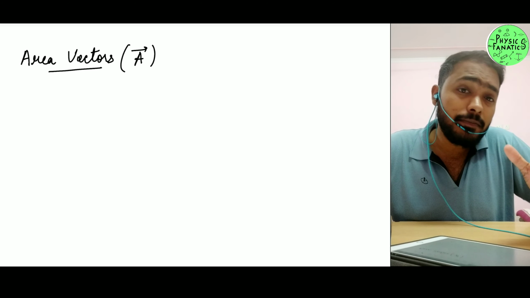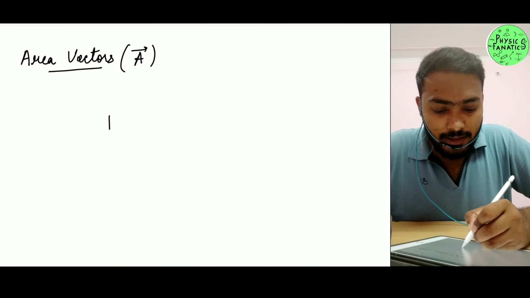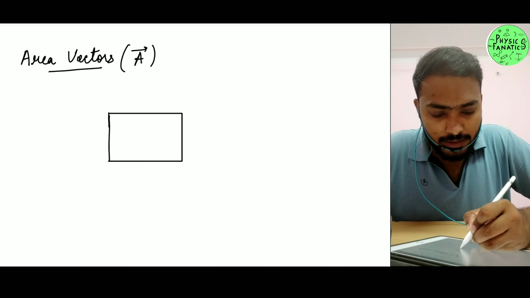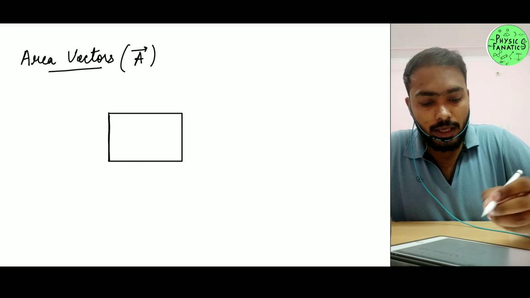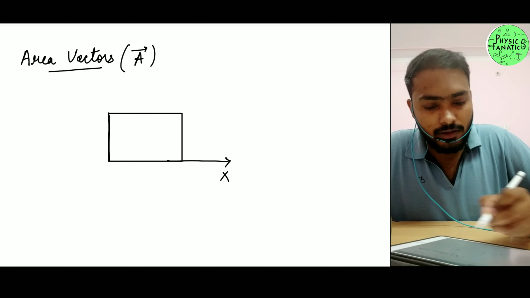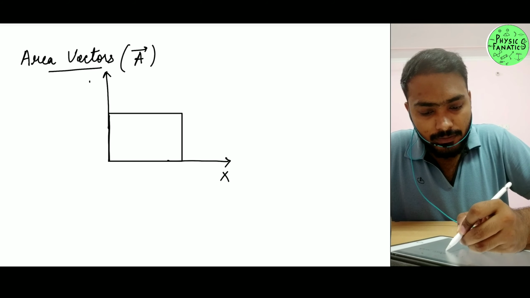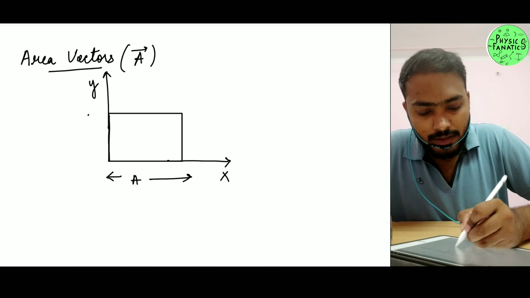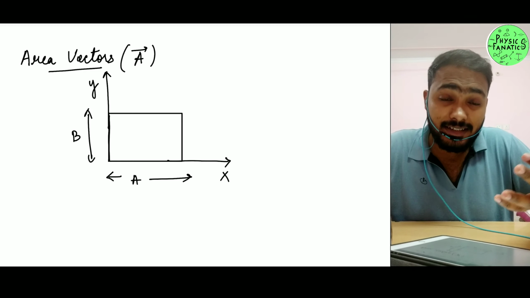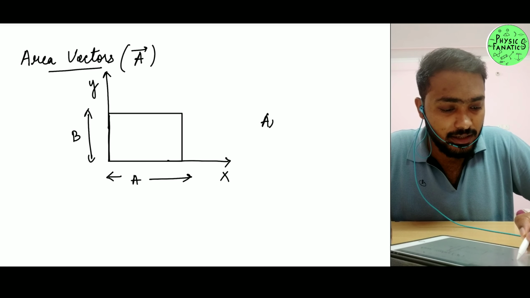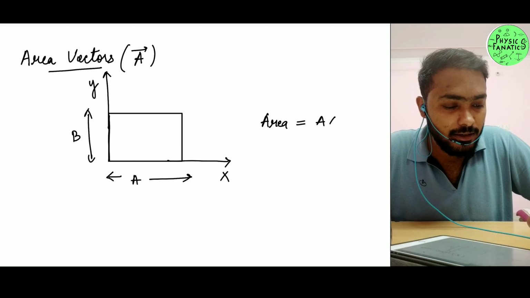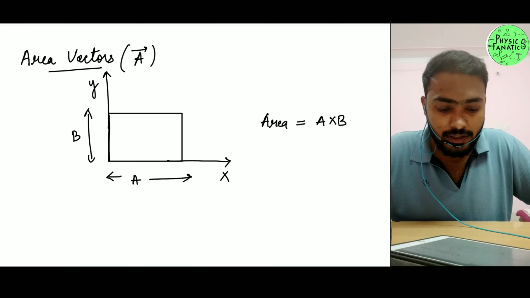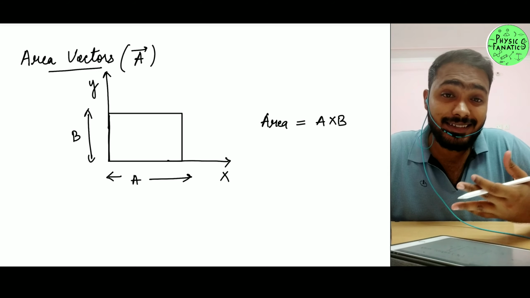One of the simplest examples of this is a rectangle. Let me draw a rectangle. Let's say this is my rectangle. Okay, great. Now let's say this is along the x-axis and this is along my y-axis, and let's say the length is a and the breadth is b. And very nicely, if somebody asks you what is the area of this rectangle, I will simply write a multiplied by b, or length into breadth, right? Okay, so how can I say it is an area vector?